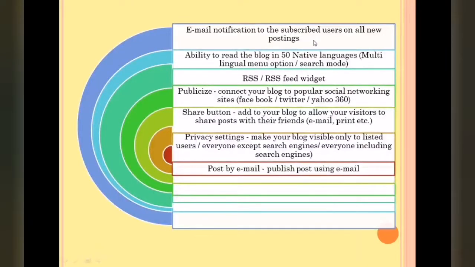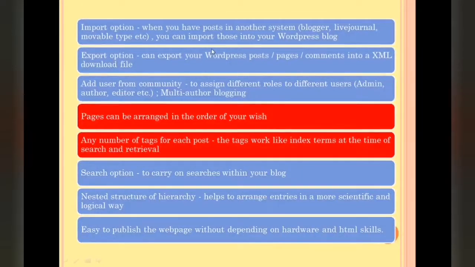And even it provides an opportunity for mailing your participants, your users, on the arrival of new things in your website. The website can be set in more than 50 languages. You can have RSS feeds, and you can have all the social media networkings of your library into your WordPress domain. And you can have all the social media share buttons, and you can even post messages to WordPress by your mail. Not only this, there's an import option.